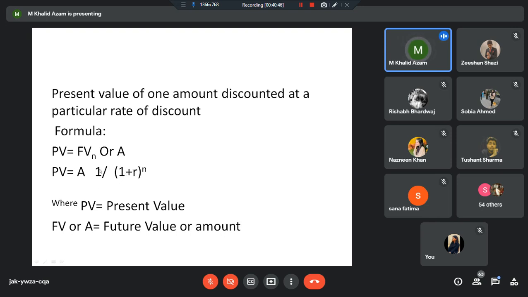1 divided by (1 plus r) to the power n. Earlier, in case of future value, A multiplied by (1 plus r) to the power n. For discounting, 1 divided by (1 plus r) to the power n. So this is the present value of one receipt at the end of the year. PV is the present value, F or A is the future value or amount.